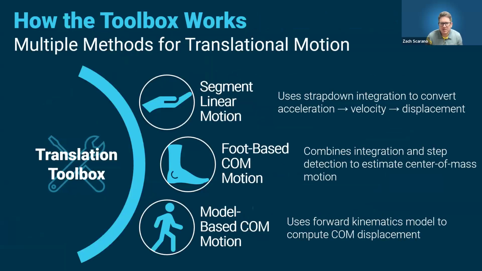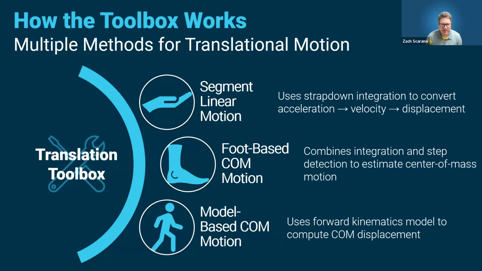So the toolbox supports three approaches to generate these translational signals. First is strap-down integration, where acceleration is integrated to velocity and then to displacement. This is useful for segment-specific movement, but it requires careful initial conditions and some quality control.